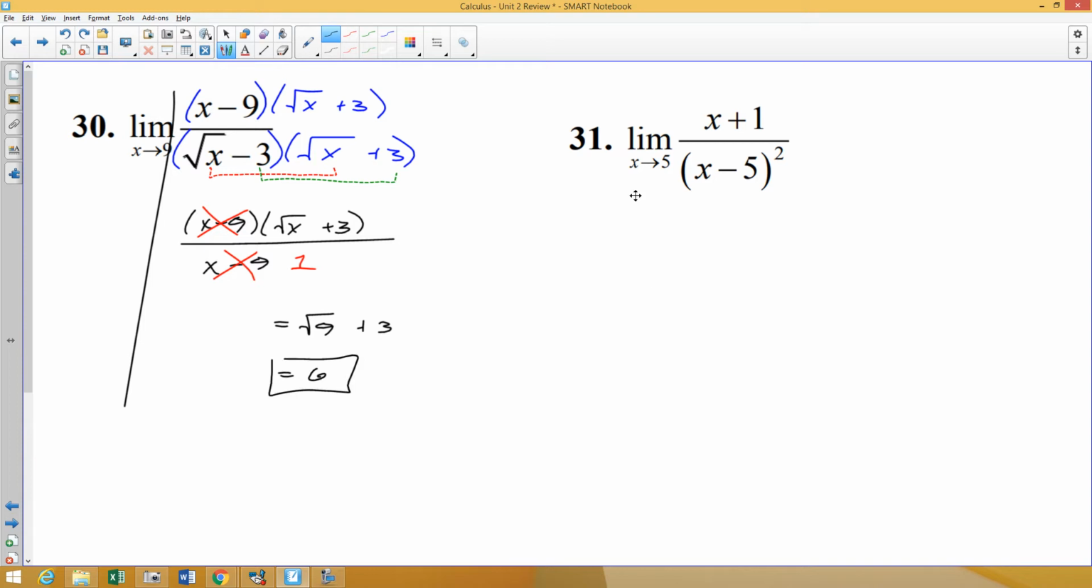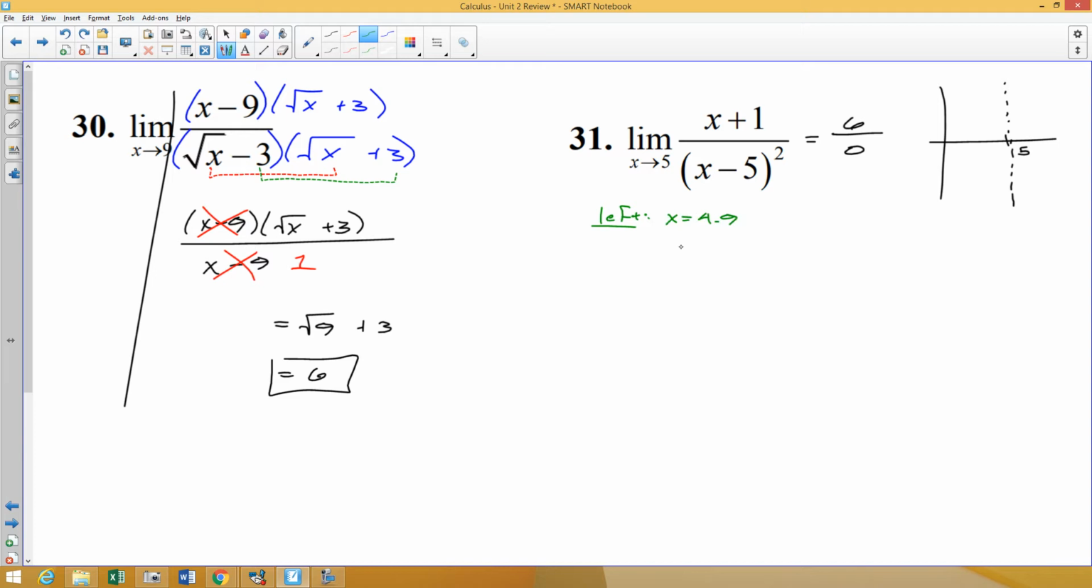All right, 31. X is approaching 5. If I plug in 5, I get 6 divided by 5 minus 5 is 0 squared, which is yet again another asymptote situation. At 5, I'm going to have a vertical asymptote, and I do need to look at both sides of 5. I need to know if the left side's going up or down, and if the right side is going up or down. And so I'm going to test the left side by plugging in something like 4.9.